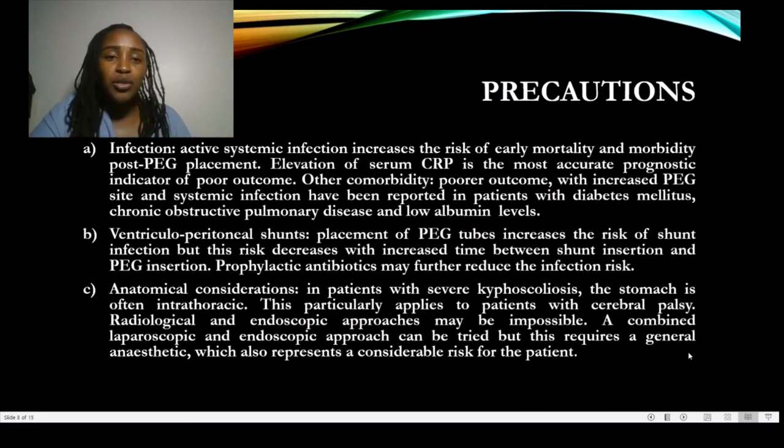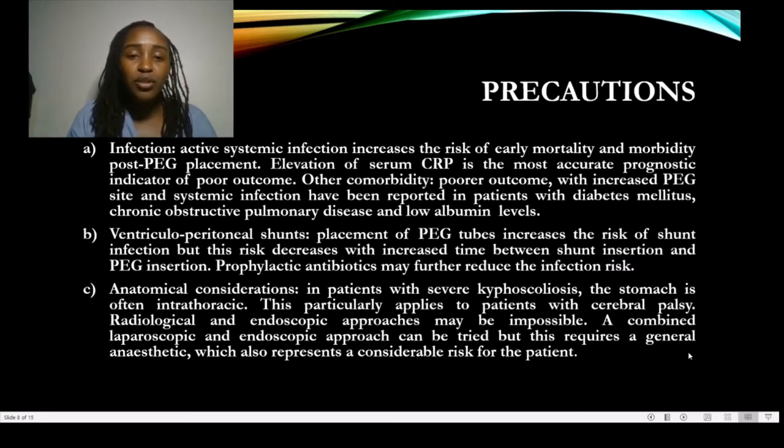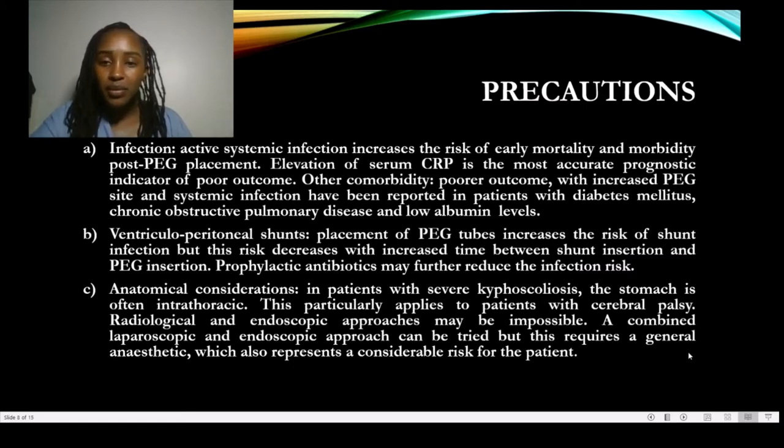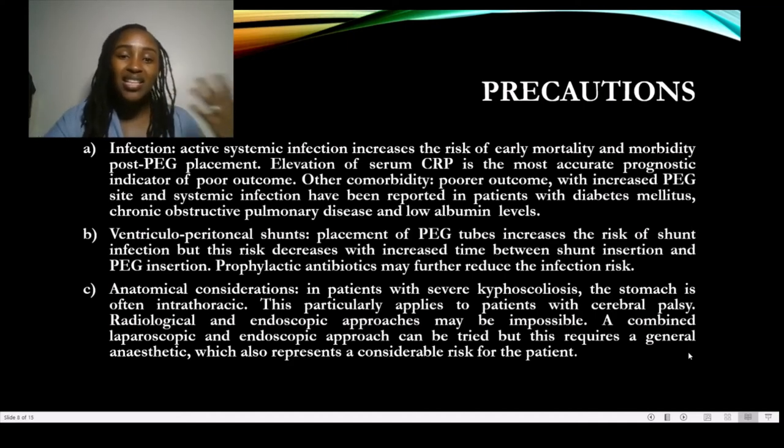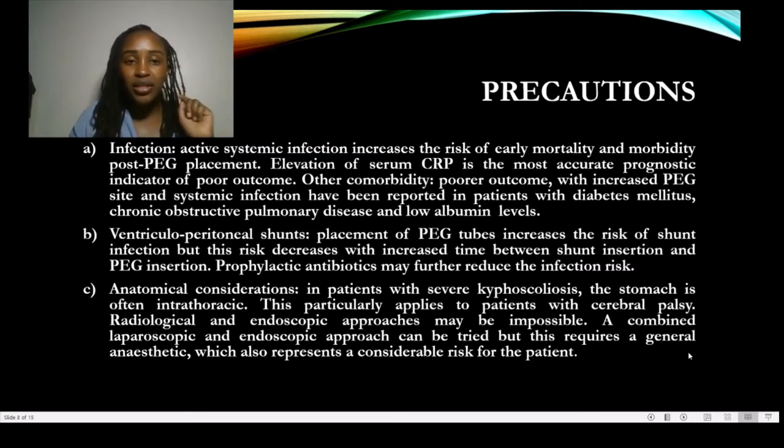So there are precautions when it comes to PEG tubes, and the first precaution is about infection, especially where there's active systemic infection, because this increases the risk of early mortality and morbidity post PEG placement. So if there's an elevation in the serum CRP, and CRP is a blood test that is usually run, especially for most inpatients, during these COVID times, and it is usually the most accurate prognostic indicator of a poor outcome. So if it is severely elevated, this will indicate some bad things are happening within the body, and this tube will not be able to help the patient because they are having other serious issues, especially with the infection.